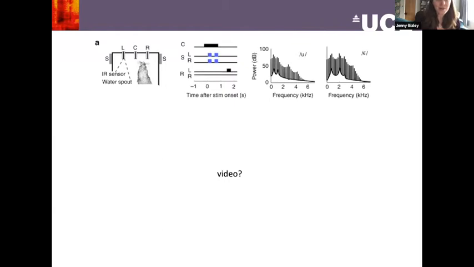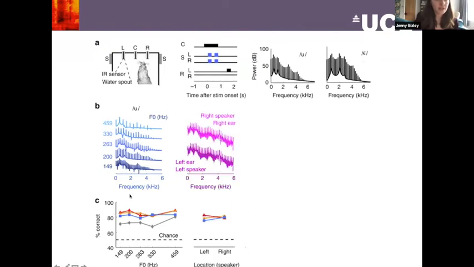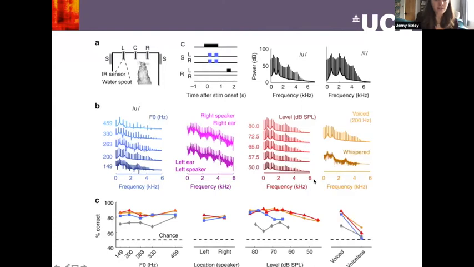So in this experiment, as previously, we trained the animals at a fixed pitch to discriminate pairs of vowels. So here again, oo and air. We then tested them across a variety of different pitches from different spatial locations at different sound levels. And finally, with both voiced and whispered vowels.